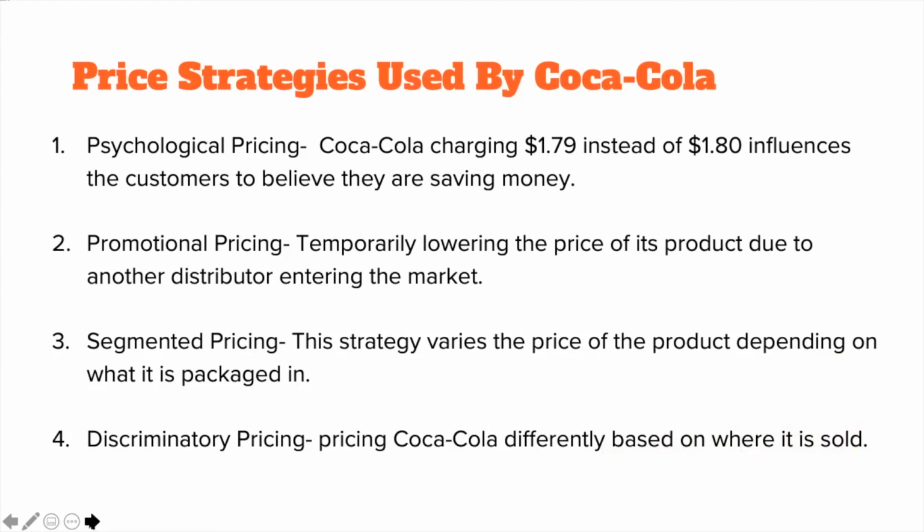The fourth strategy is discriminatory pricing. Discriminatory pricing is pricing Coca-Cola differently based off where it is sold. For example, a hotel, supermarket, and restaurant all have 3 different prices on the same product. When a different distributor enters the field, such as Pepsi or another soft drink company, Coke uses the second pricing strategy to keep its customers loyal by temporarily lowering the price of the product.